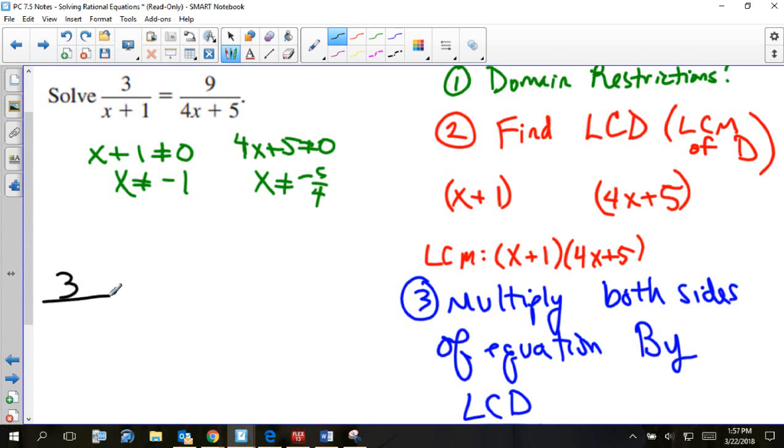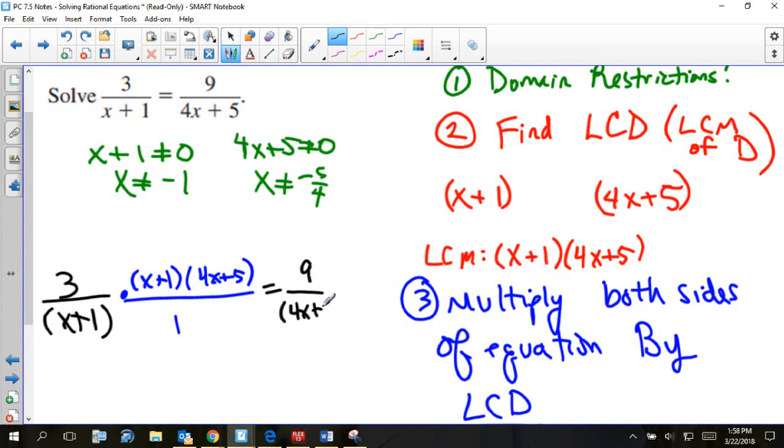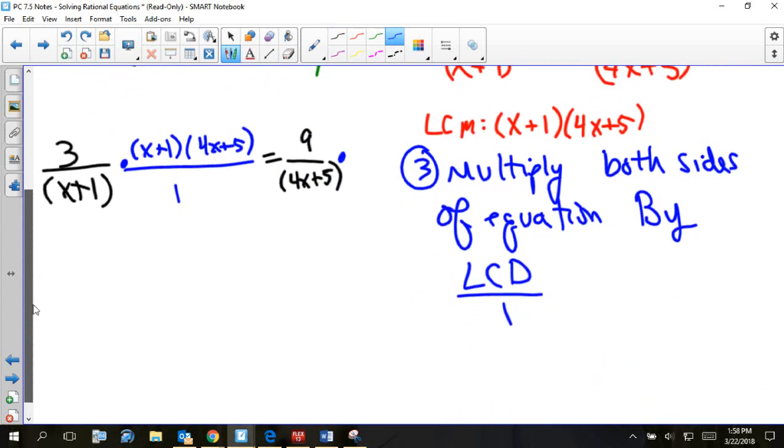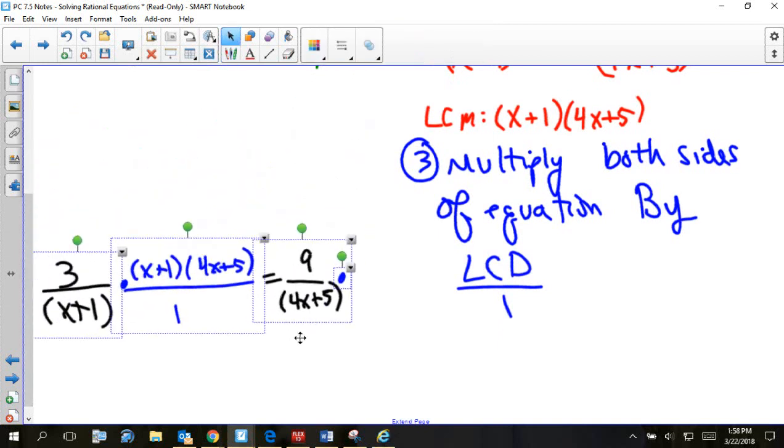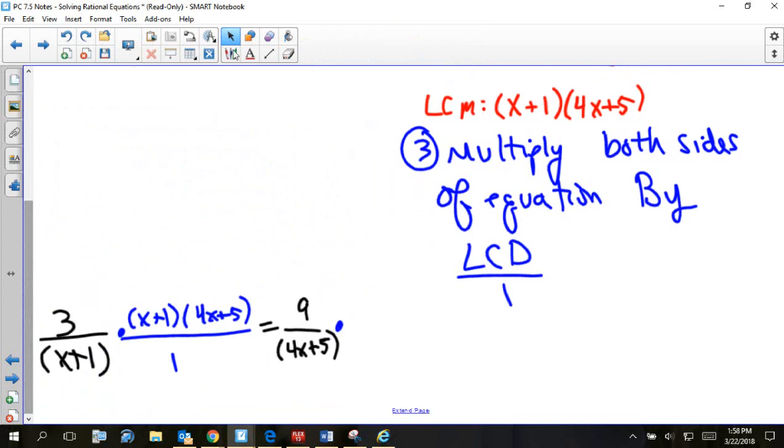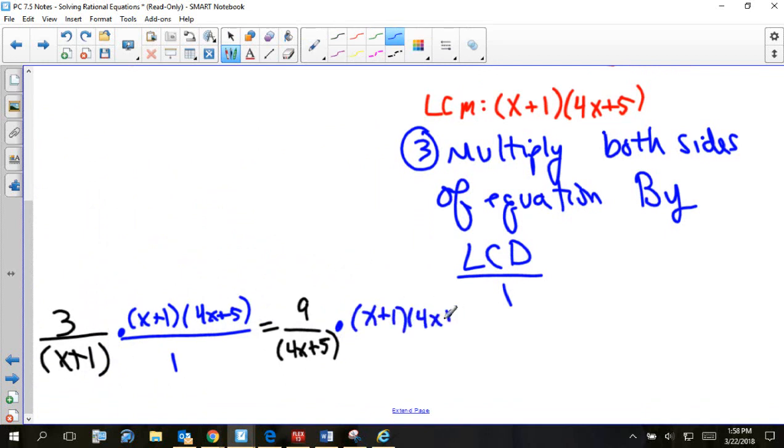So I have 3 over x plus 1. Then I'm going to multiply that by the LCD or the LCM, so multiplied by x plus 1 times 4x plus 5 over 1. Equal sign, 9 over 4x plus 5 multiplied by x plus 1 times 4x plus 5 over 1. So I just multiplied both sides of the equation by the exact same thing, which keeps my equation equal.